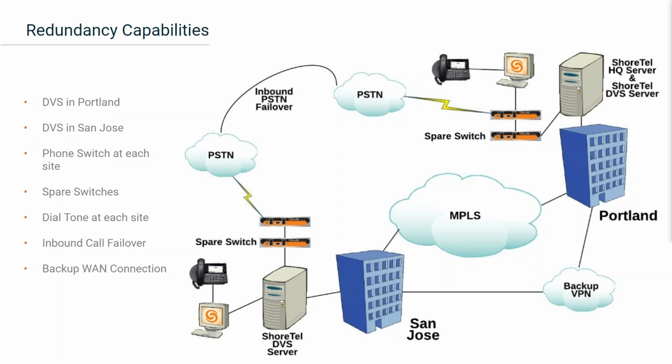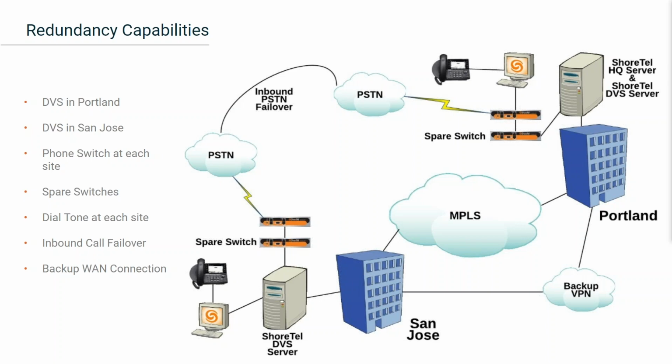One other question here from Byron. It says, can we have a spare switch located at HQ that will act as a backup switch for other sites? So yes. In this case, I have a spare switch in San Jose. That spare switch in San Jose will only work for San Jose. But the spare switch in Portland, because Portland is the headquarters, will work for failover in Portland or a failover in San Jose.